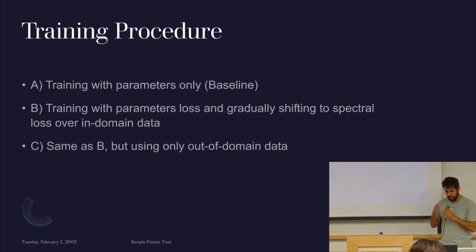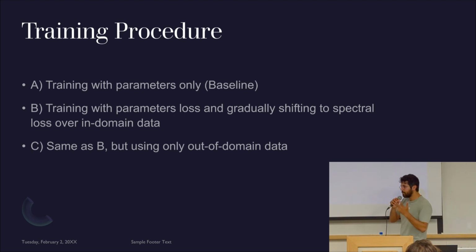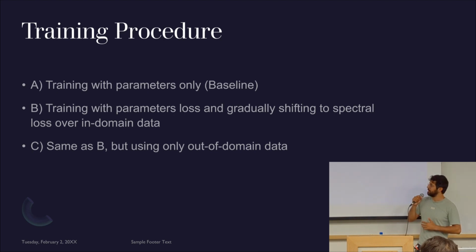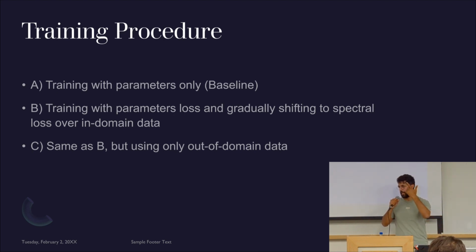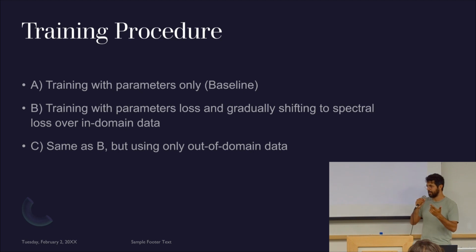So the training procedure, A is just the baseline. We trained only with the parameters loss. But then in B, we use the in-domain data, and we gradually shift between the parameters loss, ending with the audio loss. And with C method, we did the same as B, but then we gave also out-of-domain data.